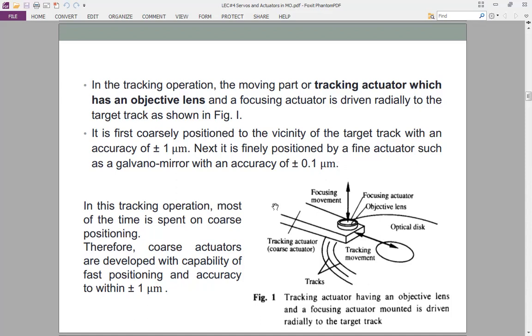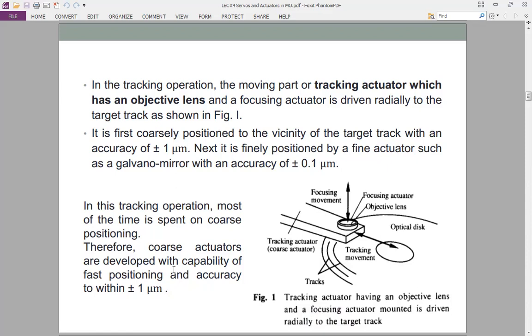The diagram here tries to emphasize that we have a tracking actuator with an objective lens and a focusing actuator mounted radially. So we have radial movement and we have axial movement. In this tracking operation, most of the time is spent on coarse positioning. Therefore, coarse actuators are developed with the capability of fast positioning and accuracy of within plus or minus 1 millimeter.